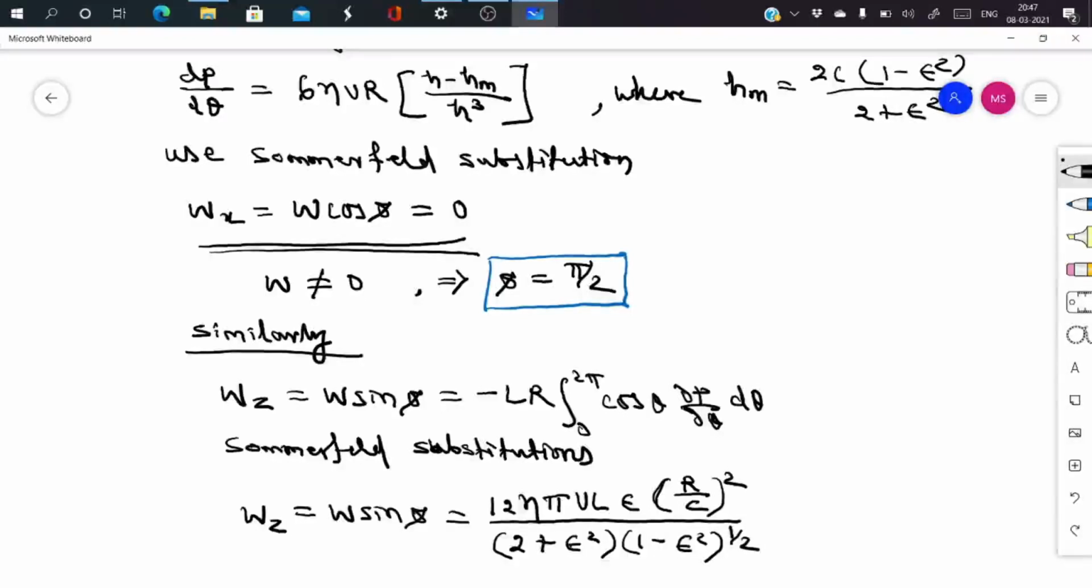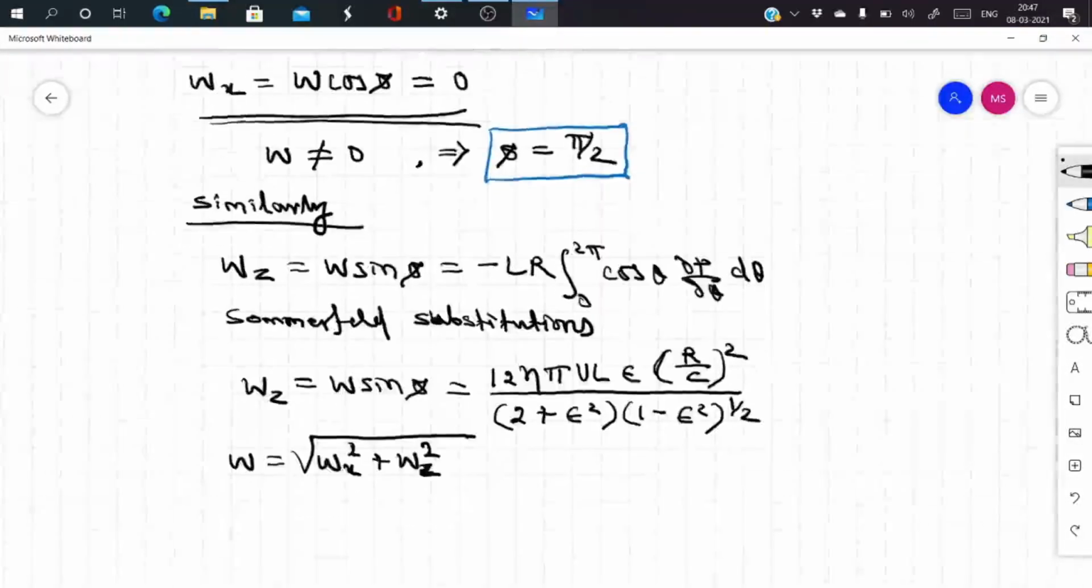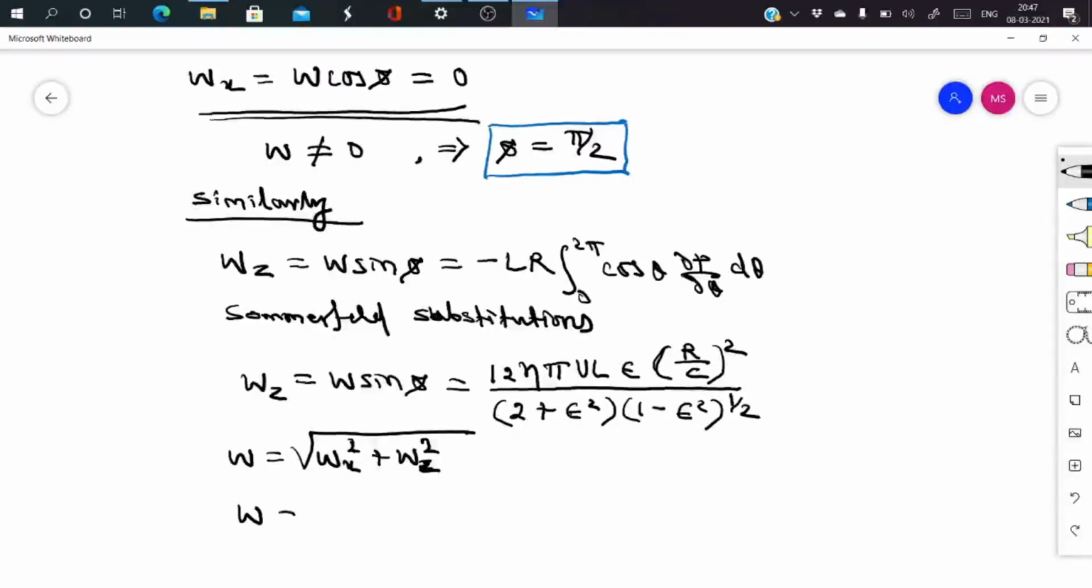Okay, so this is the expression you will find for Wz. Now already you have seen that Wx equal to 0. So the total load we calculate as W equal to root of Wx square plus Wz square. But as Wx equal to 0, the total load will be equal to Wz, which is equal to this value. So this is the total load carrying capacity for the bearing.